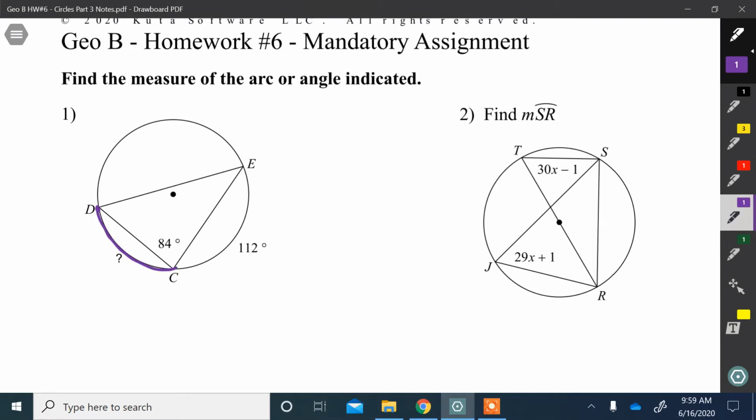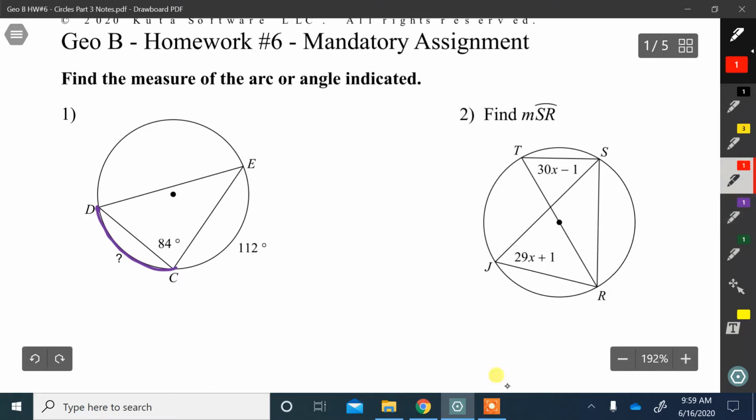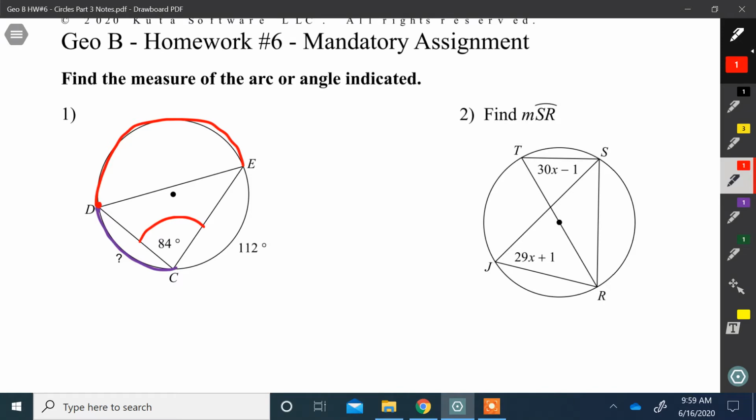But that one is very simple to find, because if this is 64, then from here to here we were told in the other videos that is twice as that. So if that's 84, I'm going to multiply 84 times 2. 84 times 2, we'll get 168.